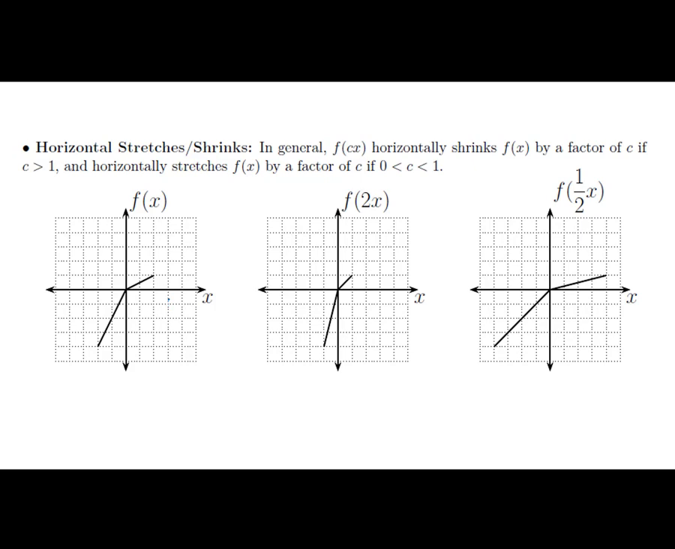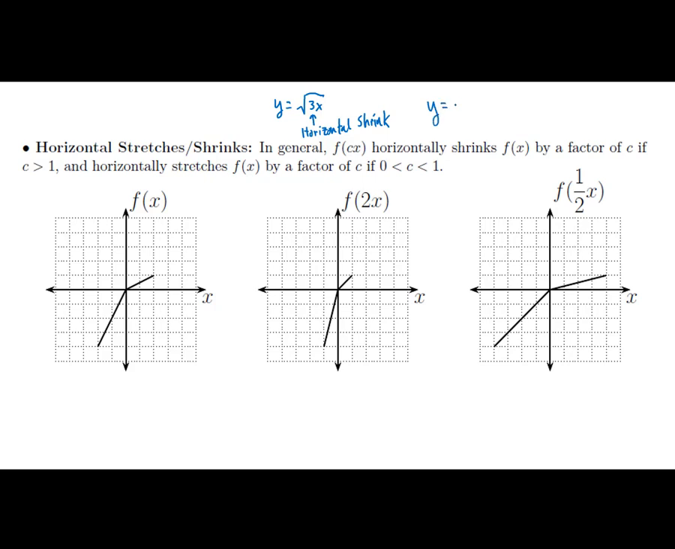Okay, but then if I consider a horizontal stretch or a horizontal shrink, then that's when we have some factor we're multiplying by in the argument of the function. Let me put a practical example up here. If I have y equals the square root of 3x, this is a horizontal, and actually this is a shrink. I'll explain why in a moment.